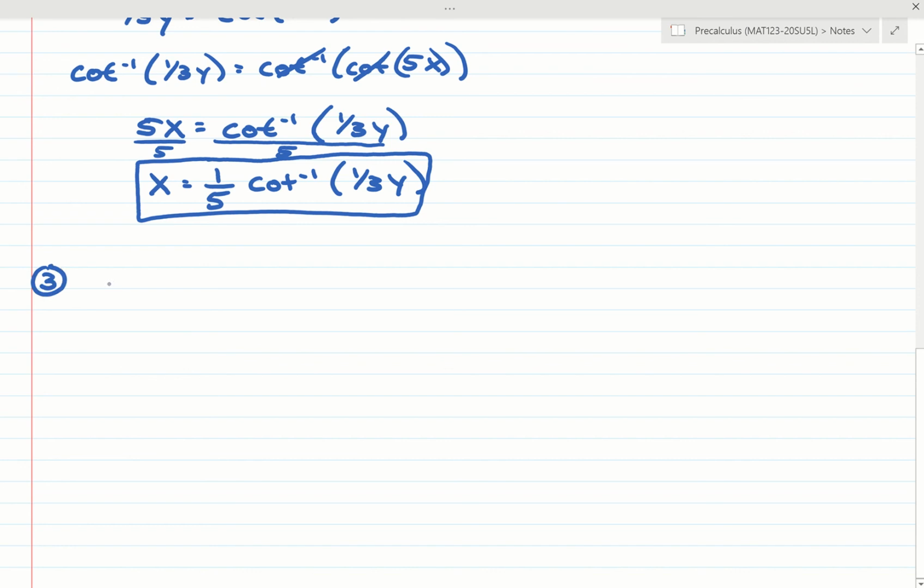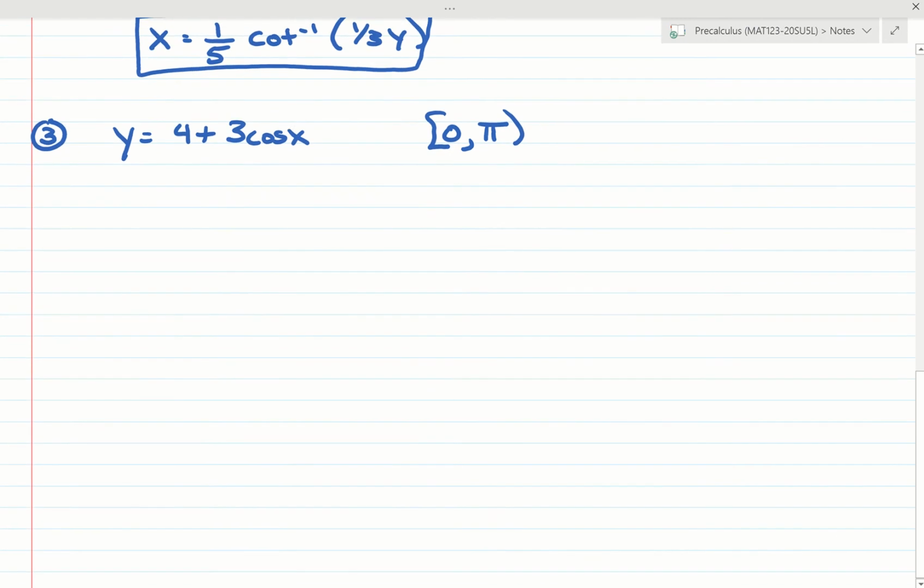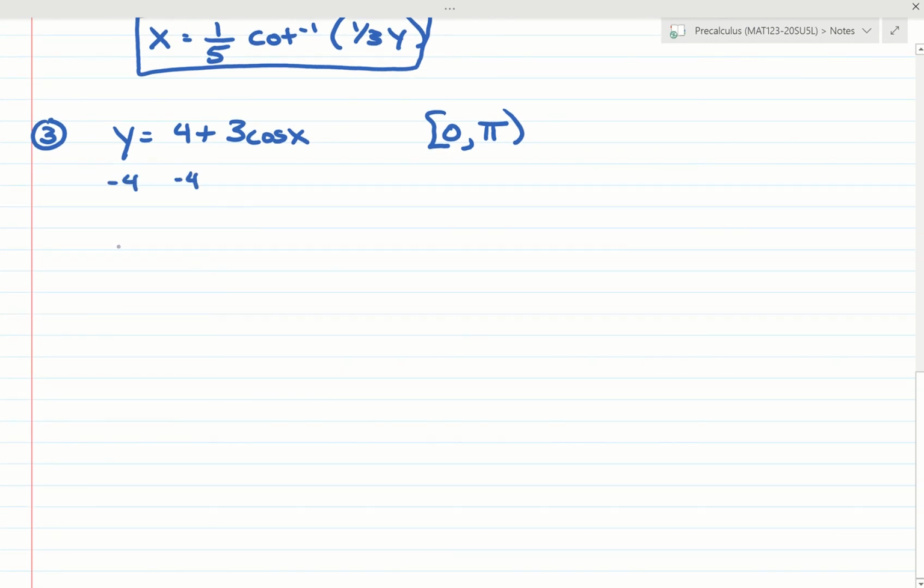Our third problem says, how about if y was equal to 4 plus 3 times the cosine of x? And our interval is between 0 and pi. We want to get x by itself, so let's start off by subtracting 4 on both sides. We get 3 times the cosine of x is equal to y minus 4. We have to get rid of the 3, so we'll divide both sides by 3. And we'll get the cosine of x is equal to y minus 4 over 3.